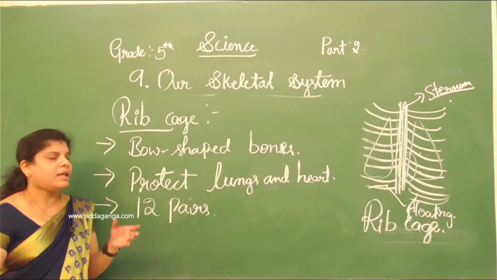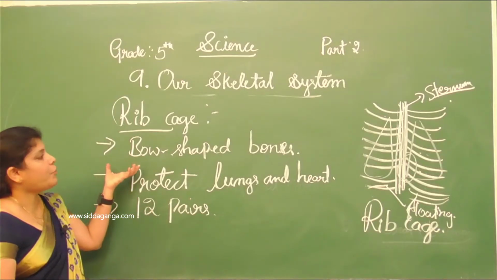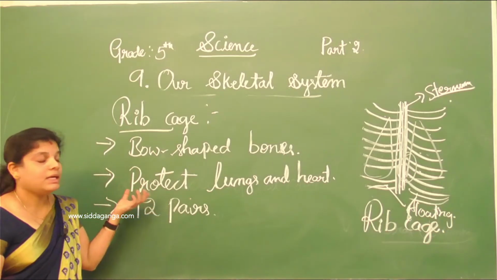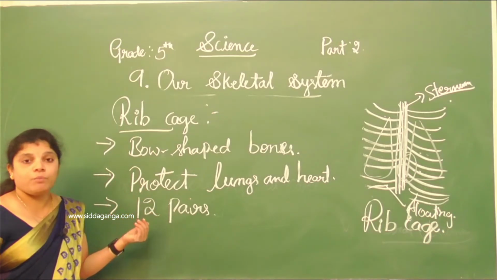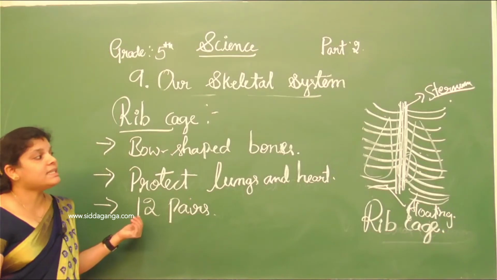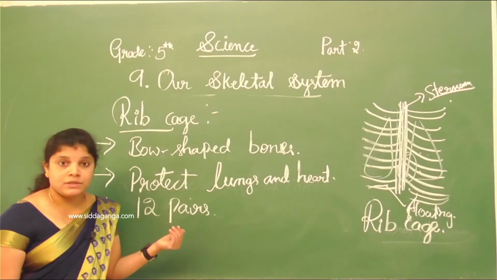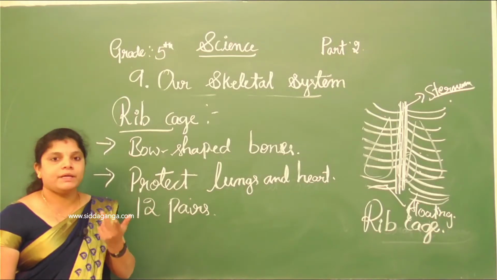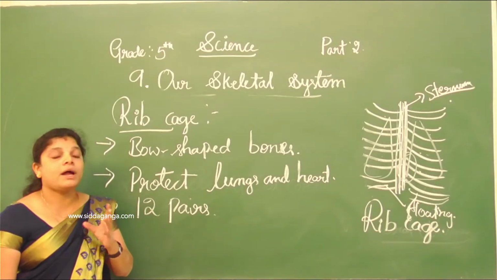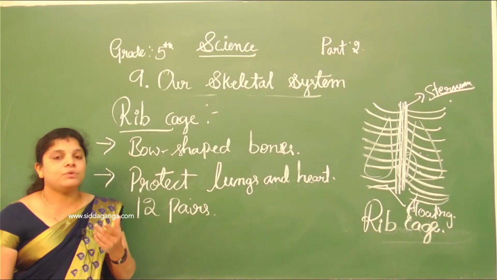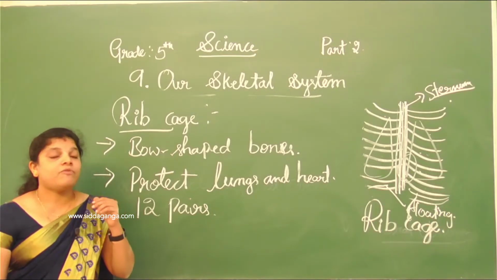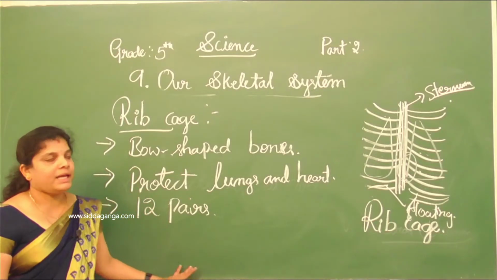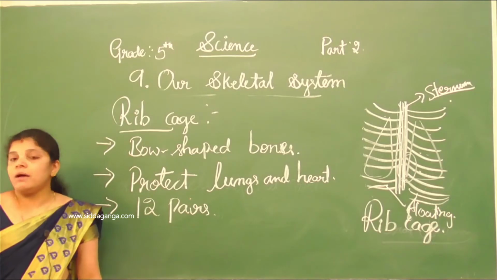Okay, yes, so the rib cage is a bow shaped set of bones and it protects our lungs and heart. See, there are 12 pairs of ribs. See, these ribs are attached to our sternum. Okay, but the last two pairs are not attached to the sternum. See, these bones are called floating bones. See, the floating bones are attached to the backbone. Okay, yes, right. Next is about limbs.